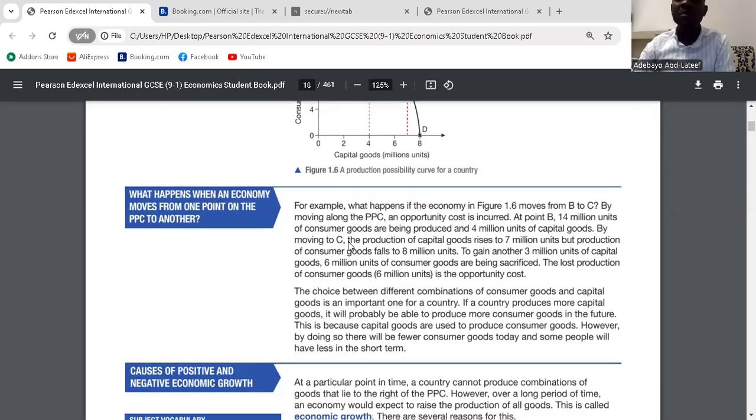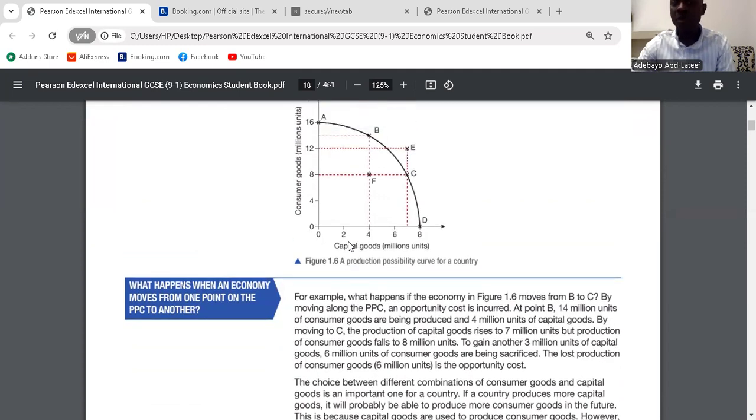So what happens when an economy moves from one point on the PPC to another? They said moving from B to C along the PPC, an opportunity cost is incurred. I'm just going to explain this. Moving from A to B means we produce less consumer goods to produce more capital goods. So the opportunity cost is the consumer goods that will reduce. For every PPC, there is going to be a sacrifice. To produce more of one, you have to produce less of the other. Is it clear? Yes.